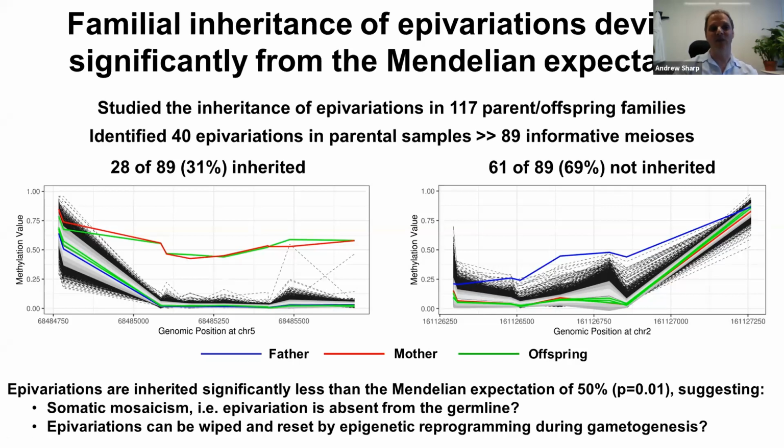This is consistent with some of them being somatic mosaics, so these events are absent from the germline and therefore not passed on. Or potentially some of these may be purely primary events that are present in an individual, but then are wiped by epigenetic reprogramming that occurs during gametogenesis and what goes on in the early embryo.